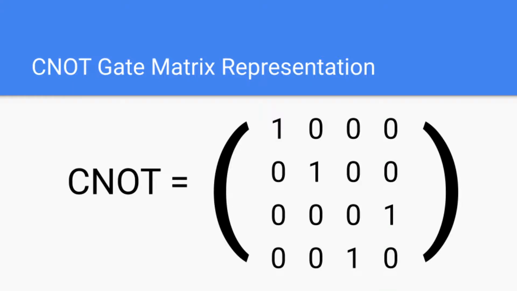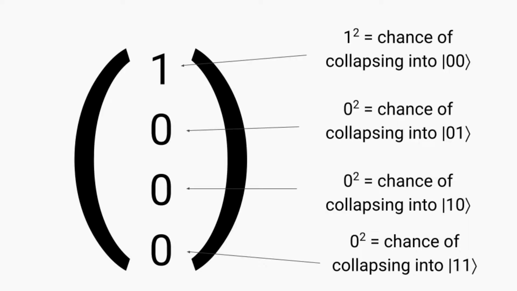So here is the CNOT gate matrix representation. As compared to the single qubit gates, which are 2x2 matrices, the CNOT gate is a 4x4 matrix. Each row has three zeros and a 1. In the top row, the 1 is in the first position. In the second row, the 1 is in the second position. In the third row, the 1 is in the last position. And in the fourth row, the 1 is in the third position, giving us this 4x4 matrix.